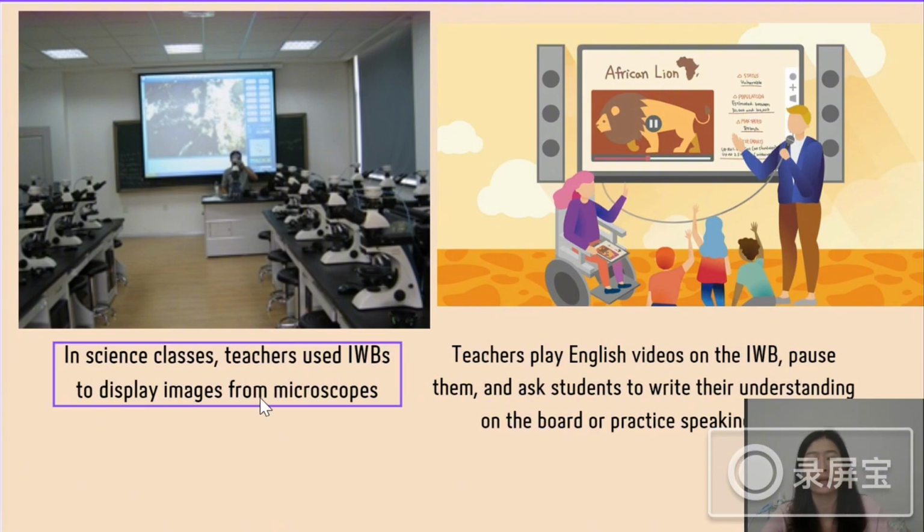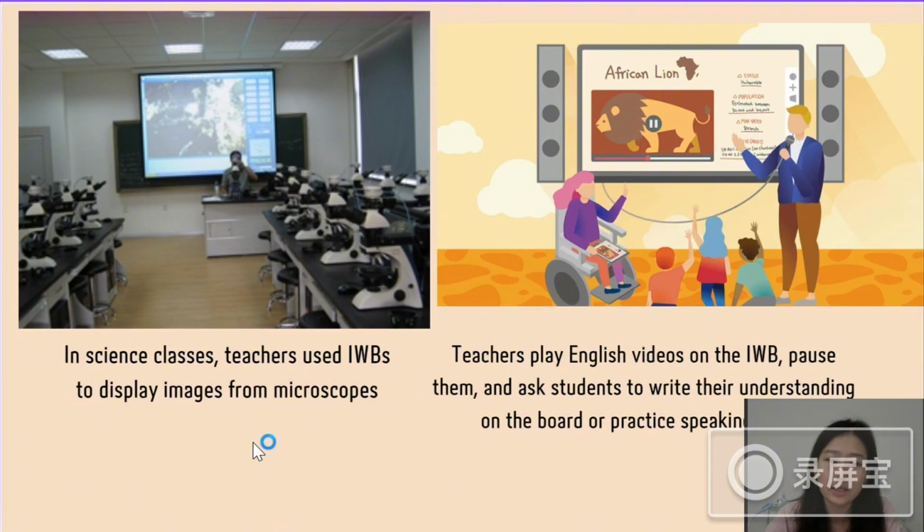Also, at Shanghai Experimental School, IWBs were used in junior high school English classes to improve students' speaking and listening skills. Teachers would play English videos on the IWB, pause them, and ask students to write their understanding on the board or practice speaking roles. This method boosted the students' confidence and improved their language skills.